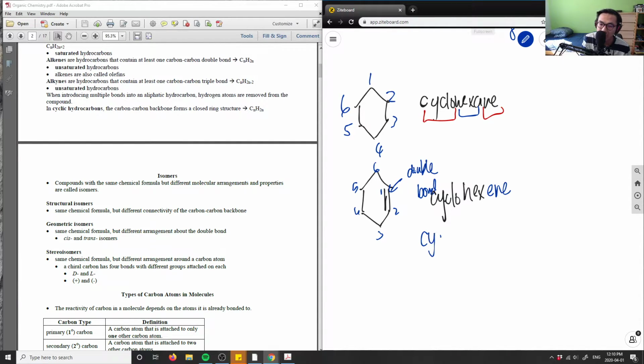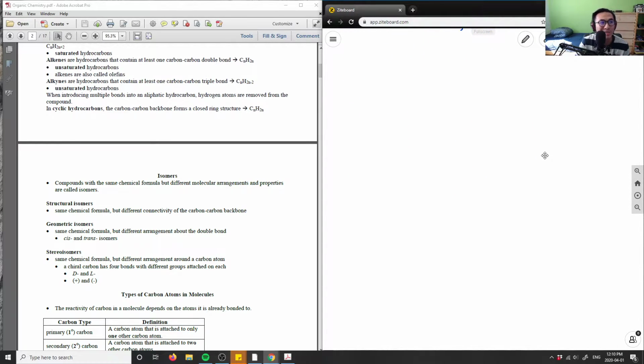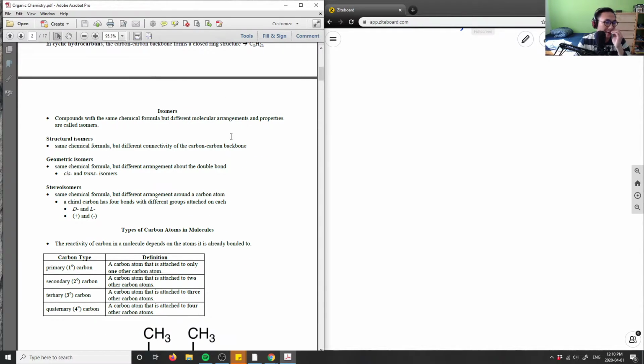So this would be cyclohex. You can say hex-1-ene to indicate the location of our double bond, or you can write cyclohexene because the one is implied here in this case. But I would accept either. I like cyclohexene personally, just because it gives a bit more detail as to where the double bond lies in the cyclic structure. So that's what we did, and we did a lot of isomers as well.